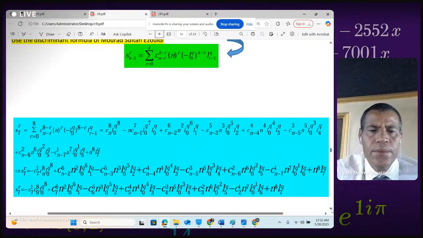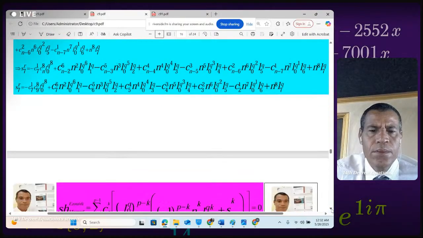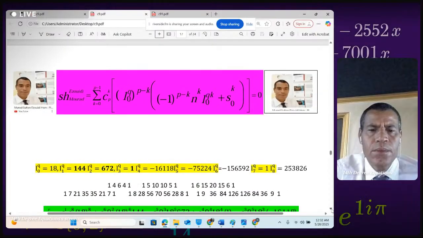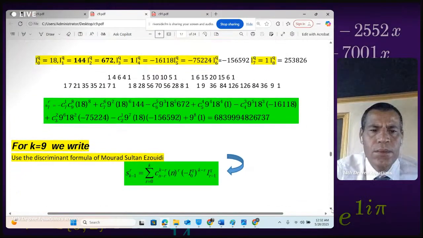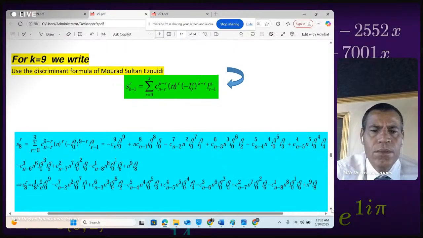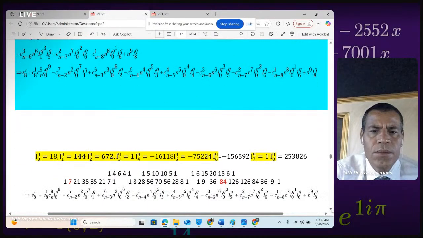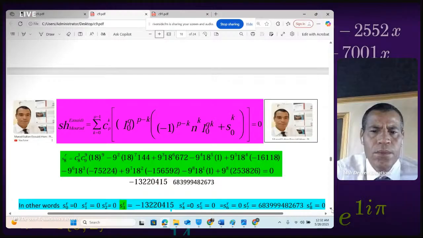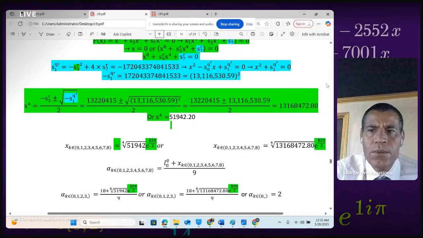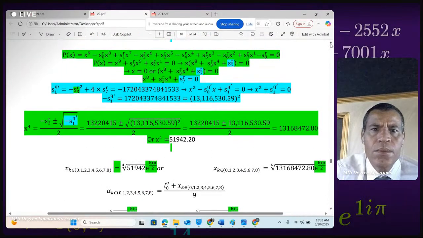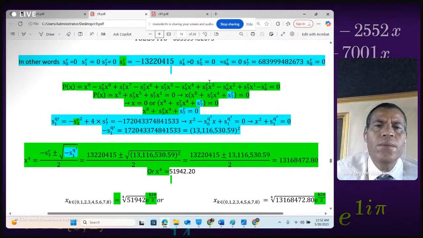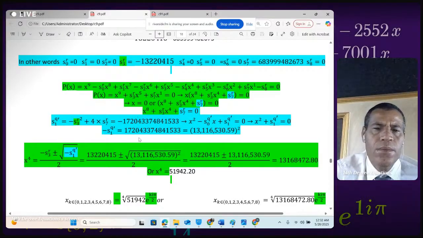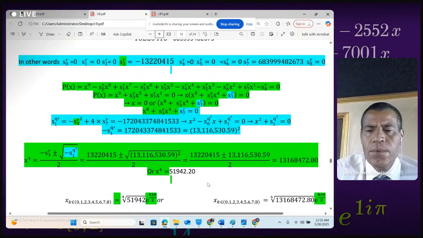What does the polynomial look like now? Using these s values, the polynomial becomes x^9 plus 13,220,415 times a power of x, plus 683,999,482,673 times x. Okay, still ninth degree, but definitely fewer terms than we started with. We only have x^9, x^5, and x terms. And if a product equals 0, one of the factors must be 0. So either x equals 0 or the big chunk in the parentheses equals 0. So we found one root straight away. x equals 0 is the solution.